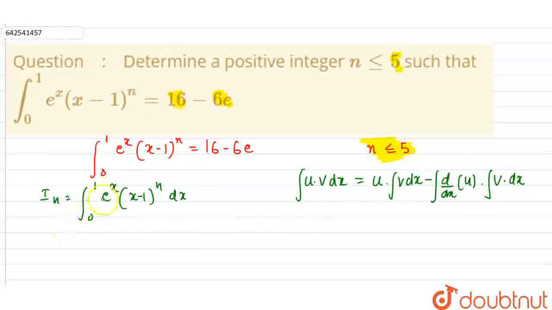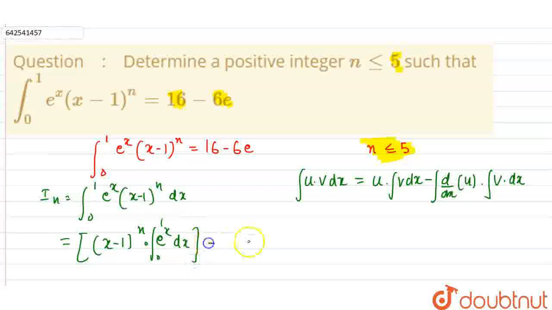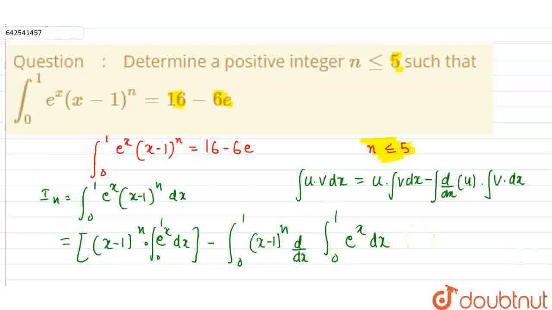So now, let's start solving this question with the help of integration by parts. It is (x minus 1) to the power n into the integral of e to the power x dx, from 0 to 1, minus the integration from 0 to 1 of the differentiation of (x minus 1) to the power n, d by dx, and the integration of e to the power x dx.